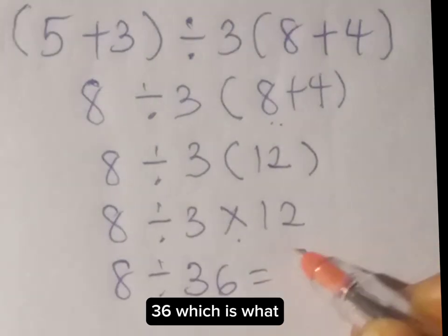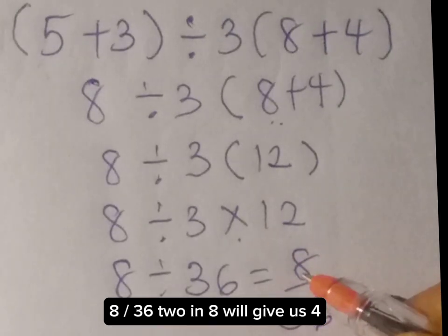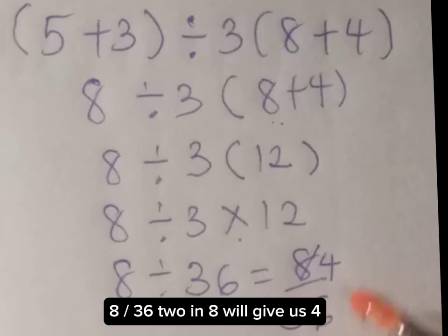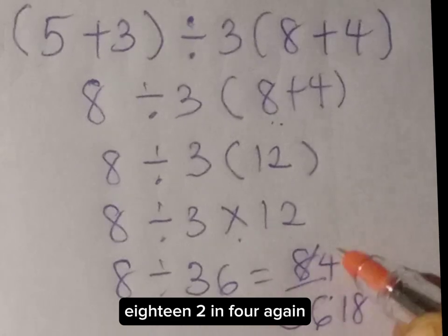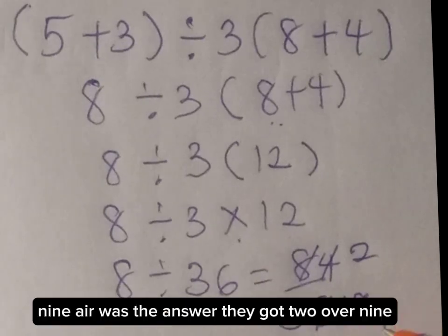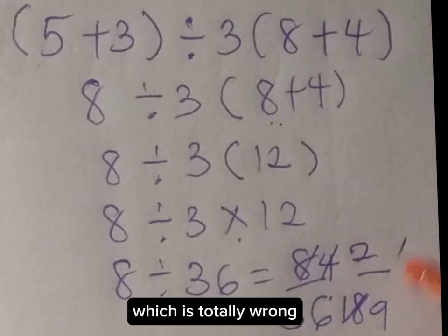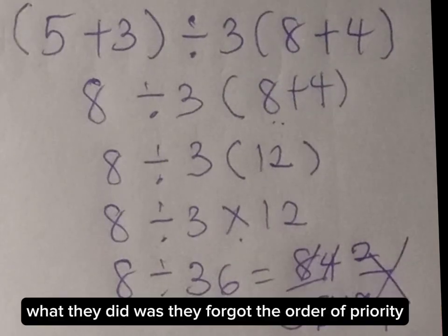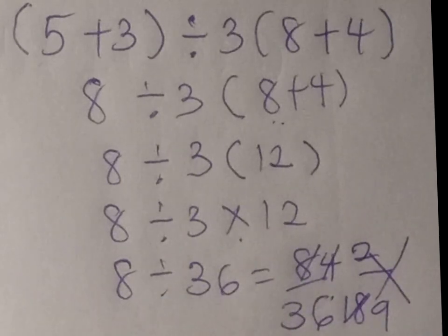36, which is what? 8 divided by 36. 2 in 8 will give us 4. 2 in 36 will give us what? 18. 2 in 4 again, 2. 2 in 18, 9. Here was the answer they got, 2/9, which is totally wrong. What they did was, they forgot the order of priority, which is PEMDAS.